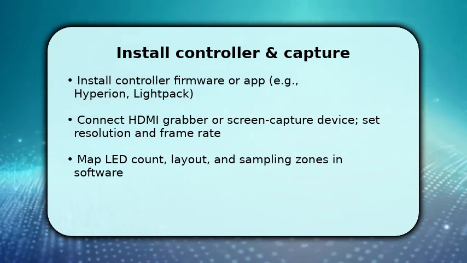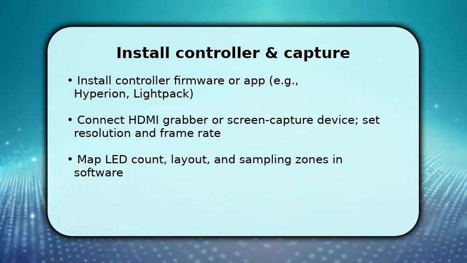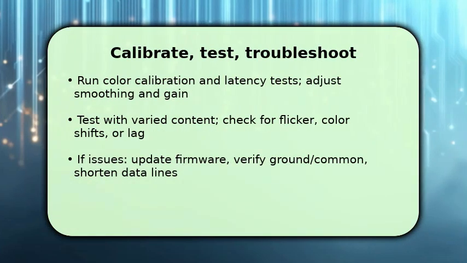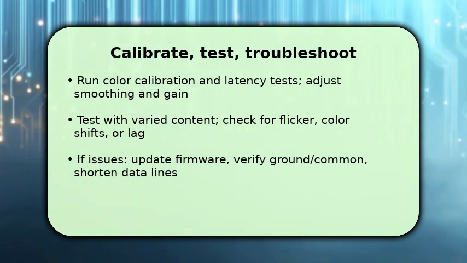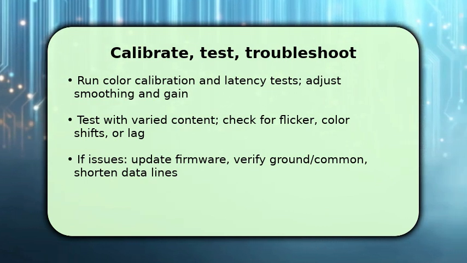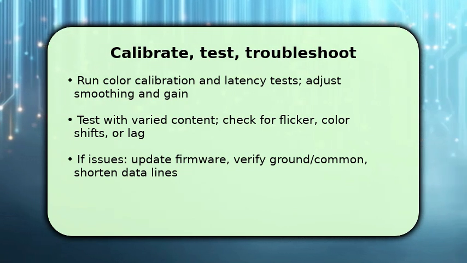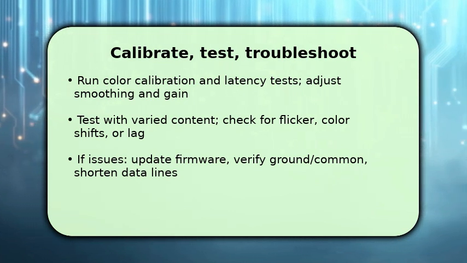Finally, map the exact LED count and physical layout into the software and define sampling zones so color data matches each strip segment. You finish by calibrating and validating the sync for consistent results. Run color calibration and check latency. Increase smoothing if flicker occurs or reduce it to lower lag. Test with bright, dark, and fast-moving scenes so you catch color shifts or timing problems.